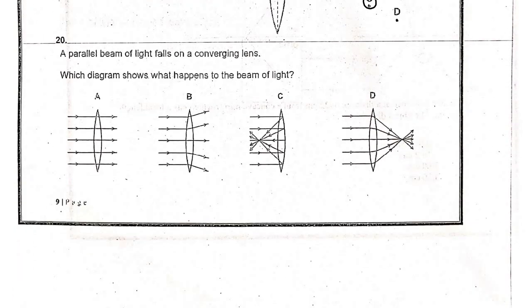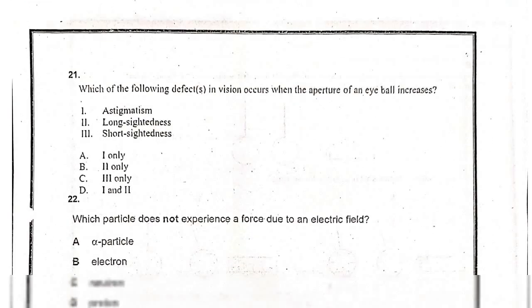Let's see question number 20. A parallel beam of light falls on the converging lens, and the function of a converging lens is such that it always converges the incident rays at a point. So option D is the right answer, in which parallel incident rays after passing through the converging lens meet at a point.